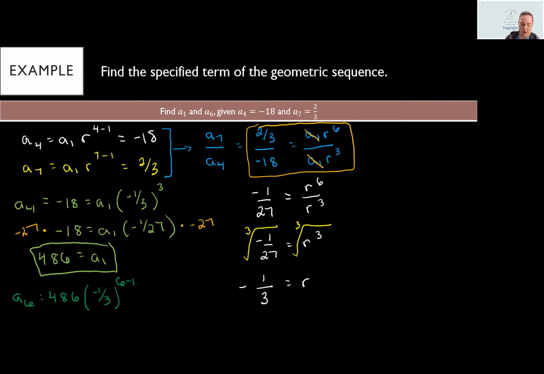So -1/3 to the 5th power, and then multiplying by 486. And this actually, luckily, comes out to a whole number. Otherwise, I was going to use my calculator to convert it to a fraction. But you do that, you actually come out to a whole number of -2. So A6 is equal to -2.